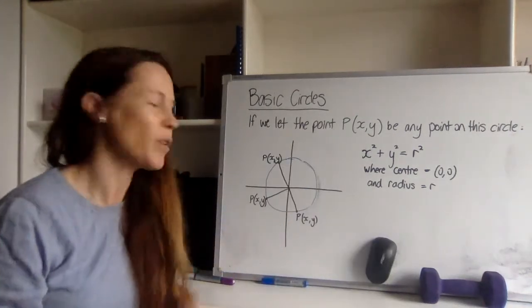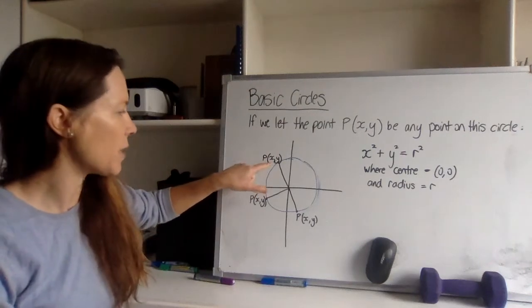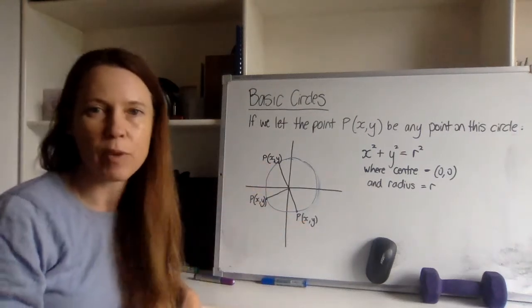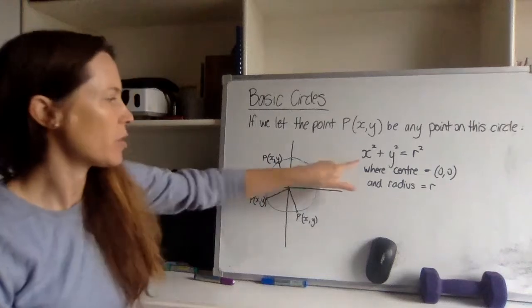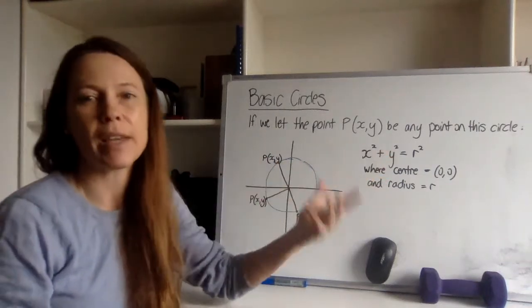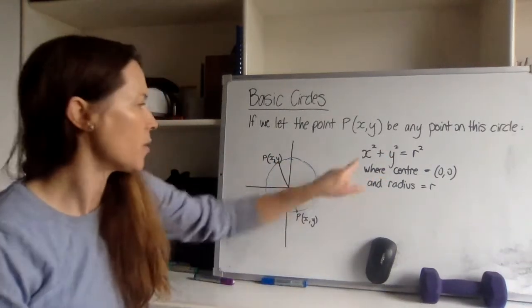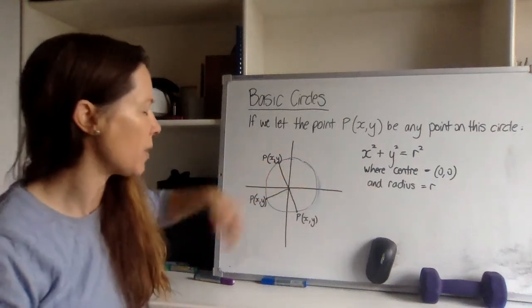Now this holds true perfectly well, of course, when your x's or y's could be negative, whether one of them's negative or both, because when you square a negative number, you get the same answer anyway. So this relationship holds true all the way around the circle.